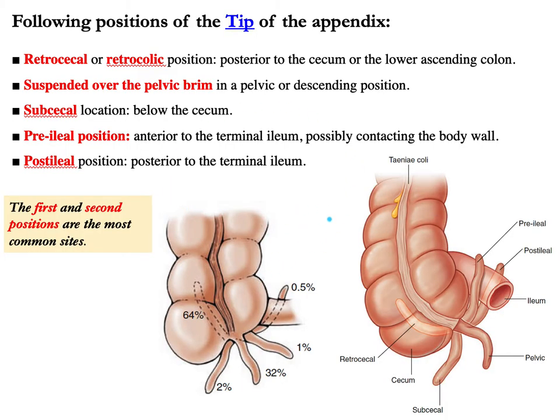So this will be covered, of course, in the lecture of the appendix later, but I would like to say just for now that the most common location of the appendix is retrocecal or retrocolic, right? Retrocecal or retrocolic. These are the most common positions of the appendix, behind the cecum or the lower ascending colon, and also sometimes hanging down in the pelvis.